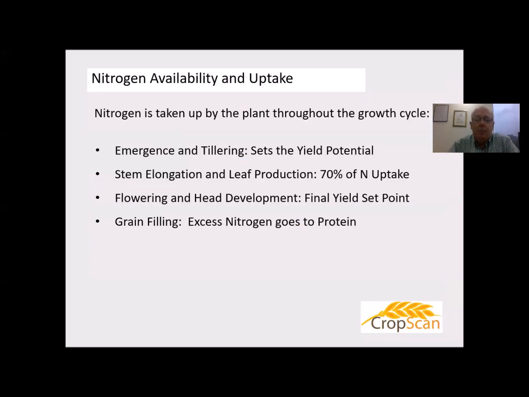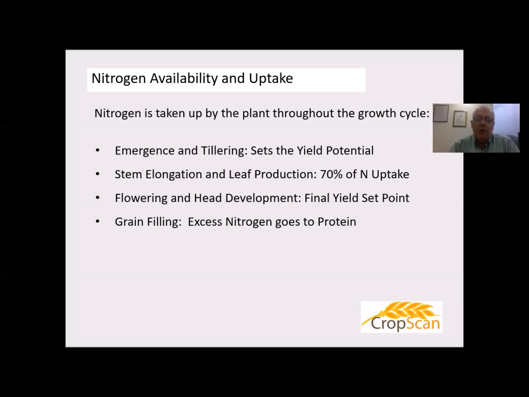Now, in the emergence and tillering stage, the nitrogen sets the yield potential. If there is not enough nitrogen available to the plant, then it may not form enough tillers. A healthy wheat plant should have 6 to 8 tillers, but if there's not enough nitrogen, it might abort some of those tillers and end up with 4. And that sets the yield potential. In other words, once the plant starts to grow, it can't go back and add more heads or stems. So the number of tillers, and therefore the number of stems that grow, dictates the yield potential.